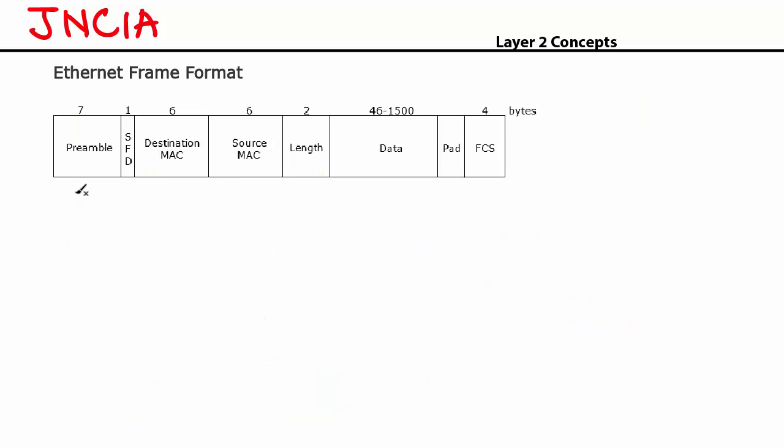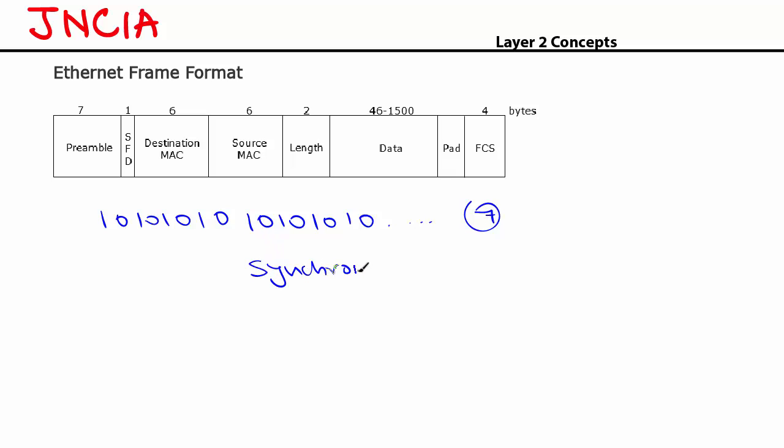The Ethernet frame format starts with 7 bytes of preamble. The preamble is 7 bytes of alternating ones and zeros. This is how the preamble would look: 10, 10, 10, 10. That's 1 byte of alternating ones and zeros. And then one more time, 10, 10, 10, 10. That's 2 bytes. So you would have these 7 times to make a total of 7 bytes of alternating ones and zeros. The preamble is used by the source and the destination to synchronize their internal clocks. That's what the preamble is used for.